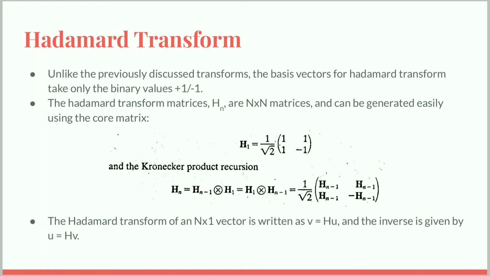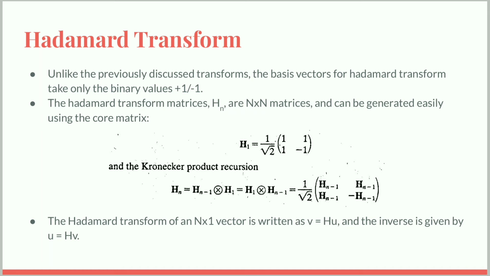So H1, which is the core matrix for Hadamard, is represented as 1 by root 2 into [1 1; 1 minus 1], and the Kronecker product recursion can be used to calculate the higher values of H. So H2 is calculated as H1 cross H1.